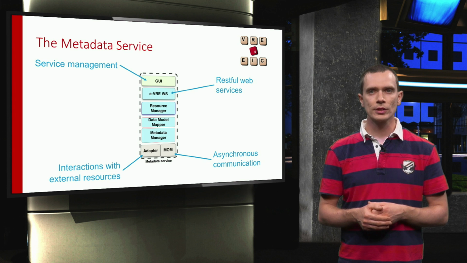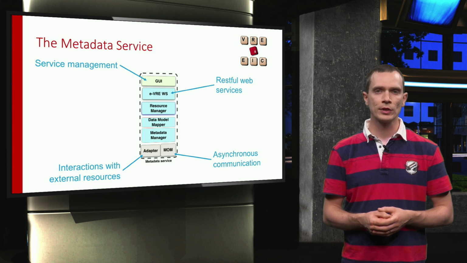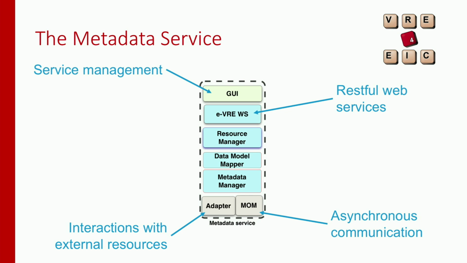4 subcomponents are implemented in all the services of the architecture. 3 subcomponents are specific to the metadata service. The resource manager provides the ability to retrieve, update, and remove resources. It relies on other components, for example, the metadata manager for storing the metadata, or the AAAI service to check permissions. AAAI is authorization, authentication, and accounting infrastructure.